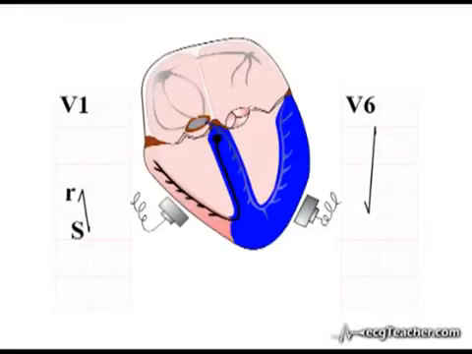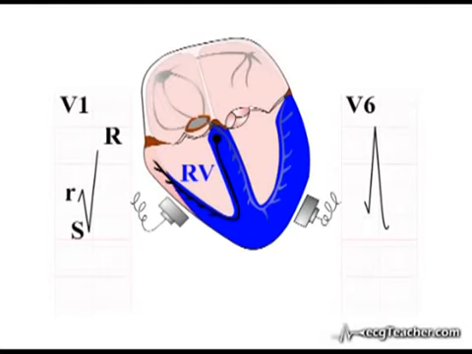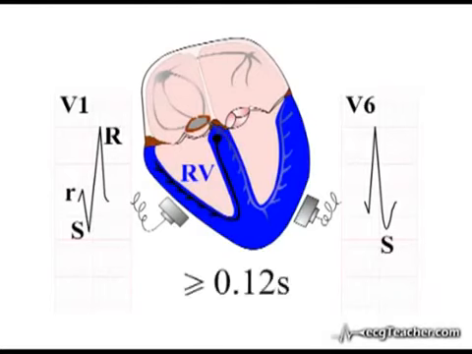In the presence of right bundle branch block, depolarization of the right ventricle is delayed and travels to the chamber by direct cell-to-cell contacts. Slow depolarization of this chamber moving towards V1 produces a wide second R wave in this lead. Note also that this delayed right ventricular depolarization moving away from lead V6 produces a late slurred S wave in this lead. The QRS complex is broad, reflecting the delay in right ventricular depolarization.